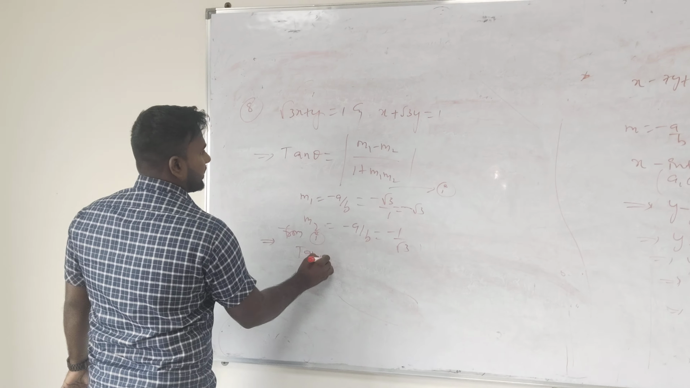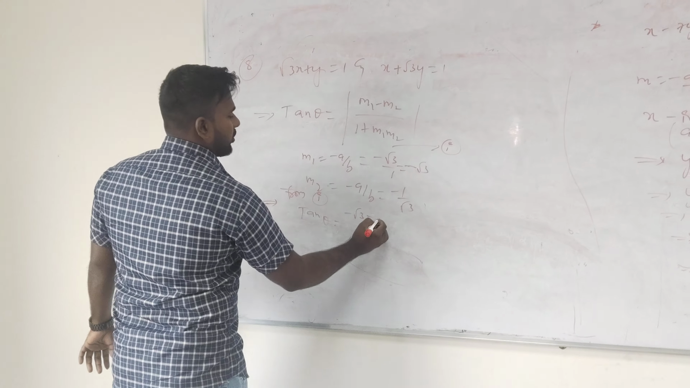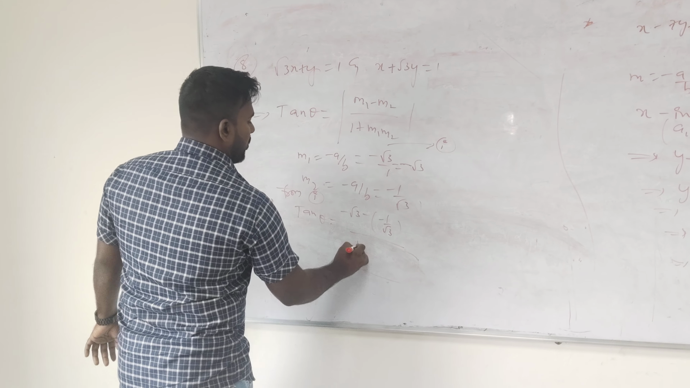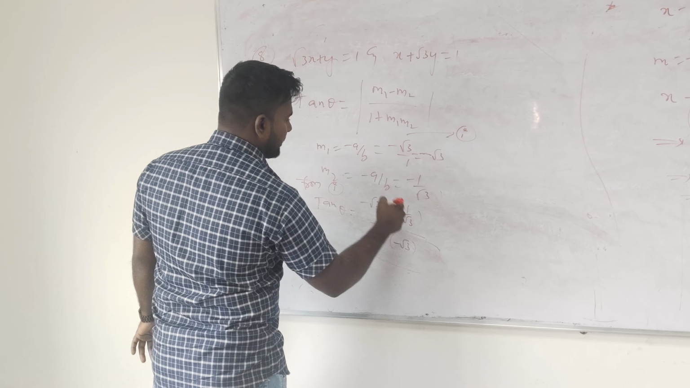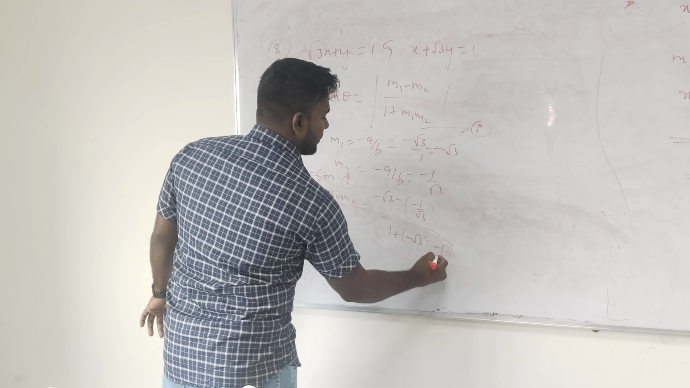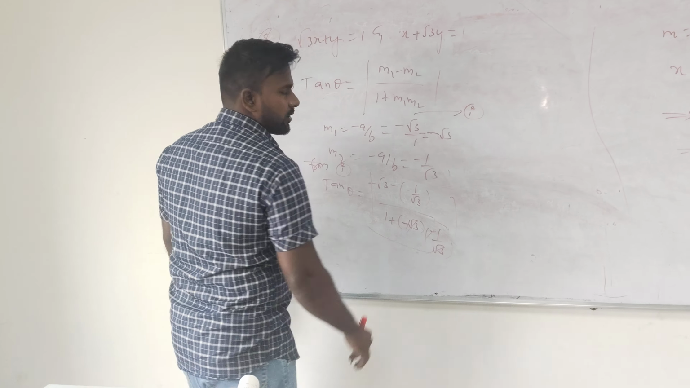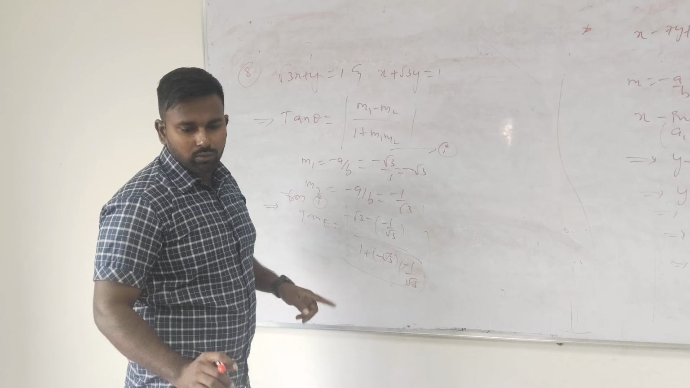So tan theta is equal to m1, minus root 3, minus m2, minus 1 by root 3, by 1 plus m1 into m2, minus root 3 into minus 1 by root 3. So here minus minus cancel, root 3 will cancel, here remains only 1. So 1 plus 1 which will be 2.